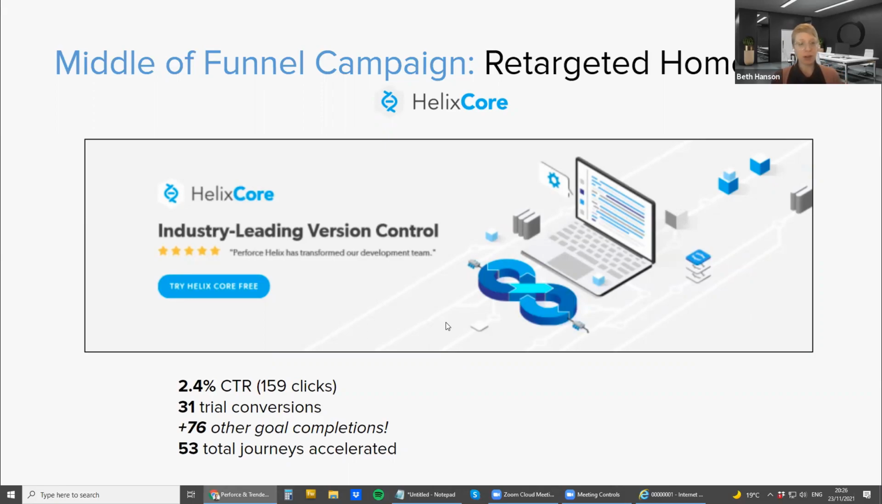So those who see this banner have already shown some interest in Helix Core from visiting blogs, from visiting the product page. And we have seen it have a pretty strong click-through rate and a good number of trial conversions and overall journeys accelerated who engaged in this embedded banner.